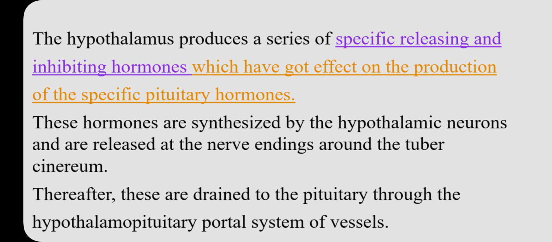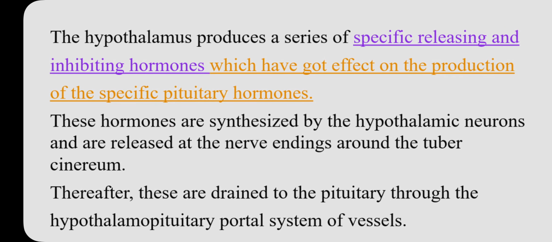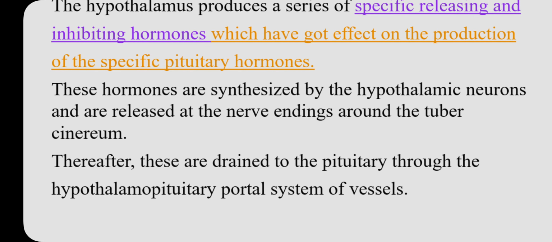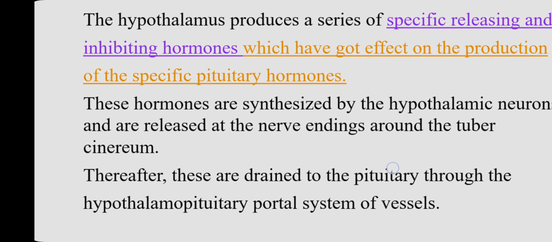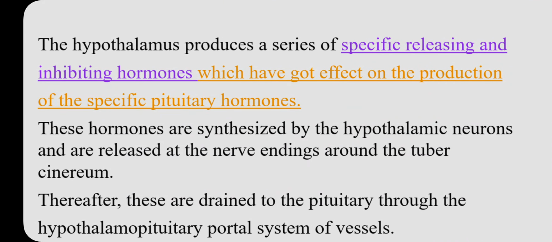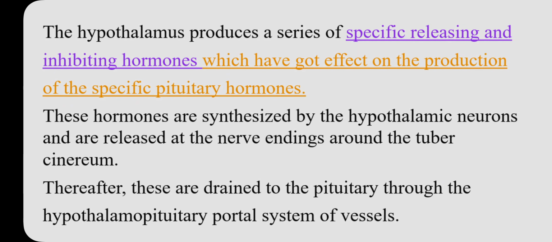So these hormones are secreted by the hypothalamic neurons and are released at the nerve endings. Through the nerve endings, they reach the pituitary gland. Thereafter, these are drained to the pituitary through the hypothalamo-pituitary portal system of vessels. So first of all, these hormones are synthesized by the hypothalamic neurons, and then they are released at the nerve endings. When they are released at the nerve endings, they are drained to the pituitary through the hypothalamo-pituitary portal system of vessels.